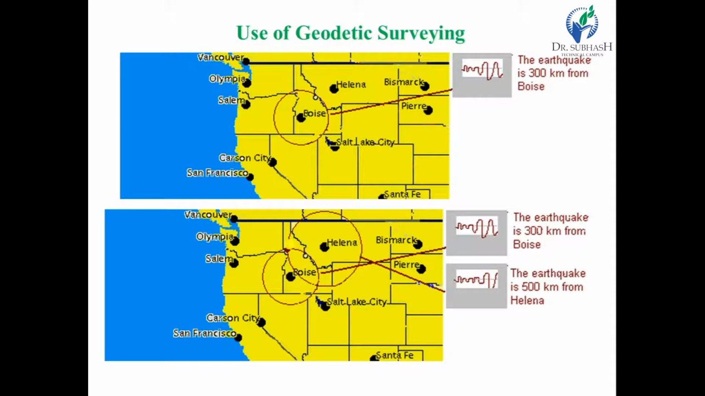Now see in the picture, that is the one location, Boise, and 300 km away from Boise that can be noted. So we draw the circle and we can find out the epicenter and different parameters of the earthquake.